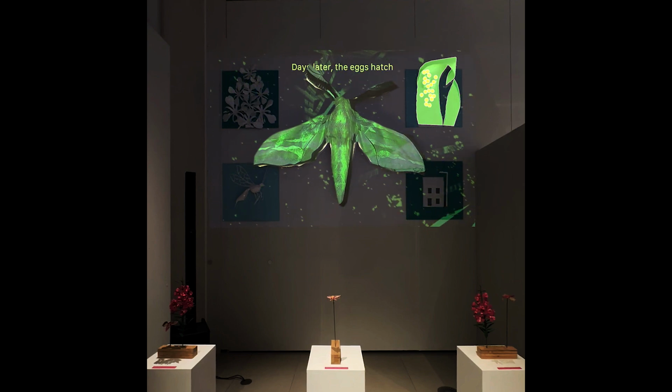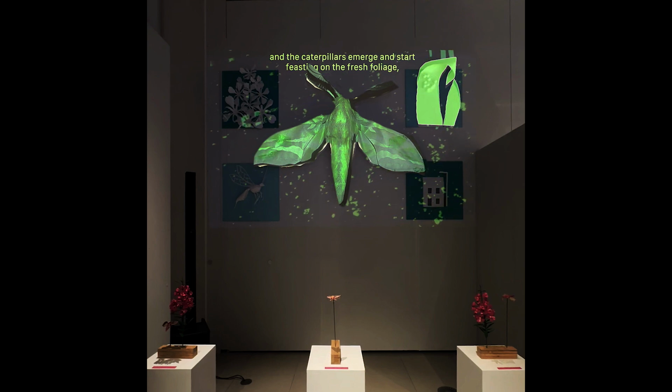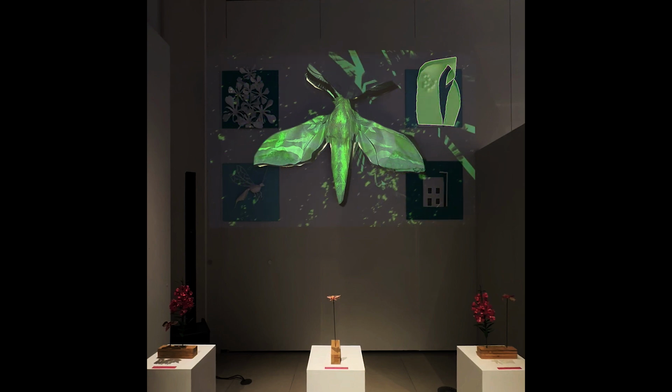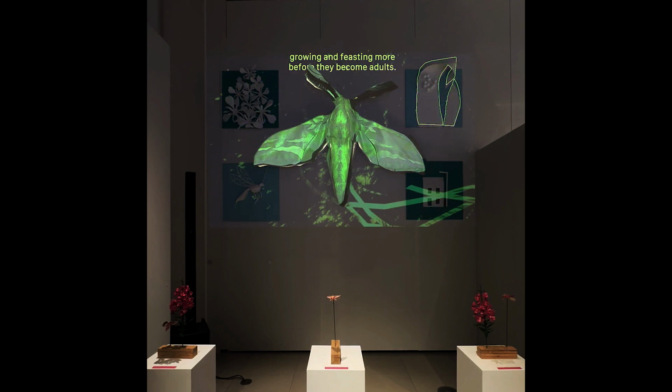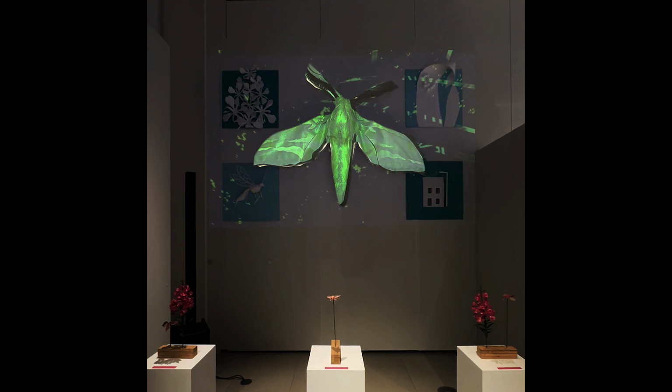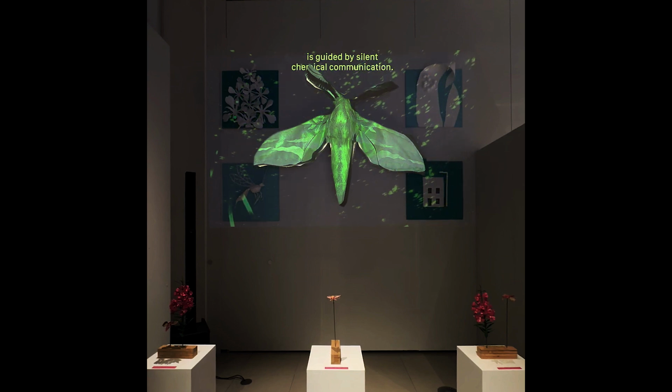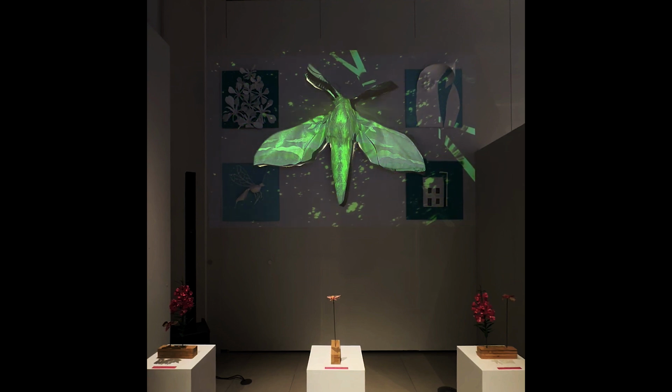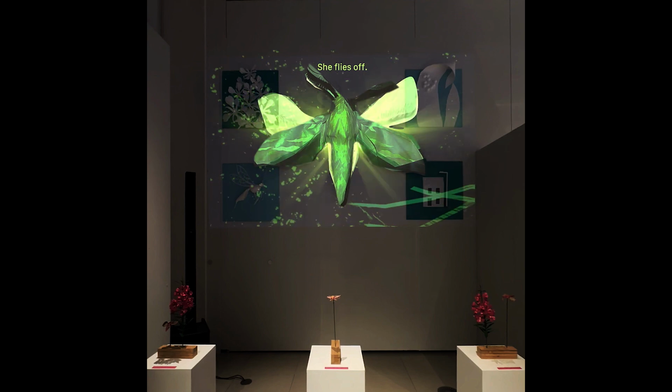Days later, the eggs hatch, and the caterpillars emerge and start feasting on the fresh foliage, growing, and feasting more before they become adults. Every step of this process is guided by silent chemical communication. She flies off.